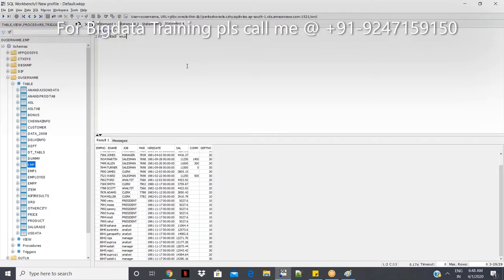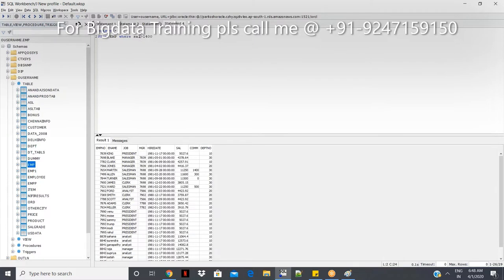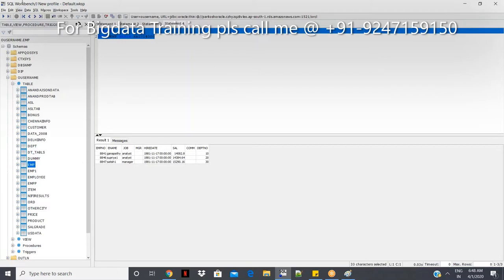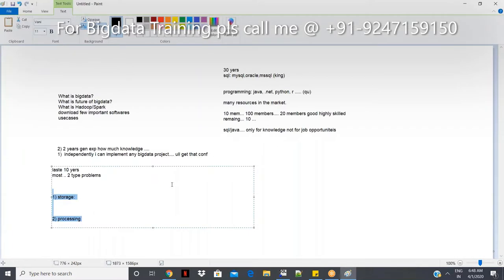Select star from table name where salary is more than 14,000, like this. You are processing these results in a simple way. Why is this easy? Because it is a very, very small amount of data. So please note, all these, Oracle or MySQL, are intentionally designed for a very, very small amount of data.